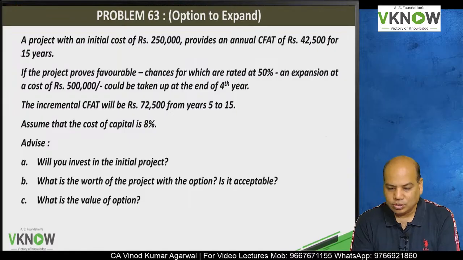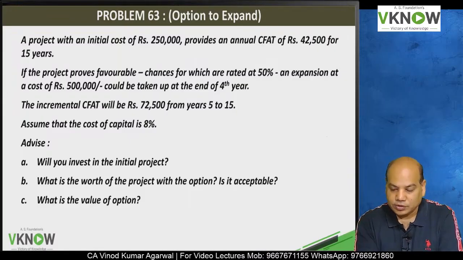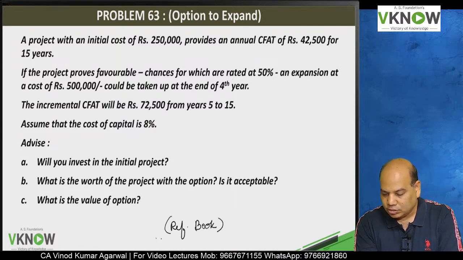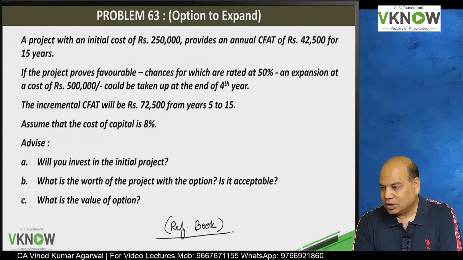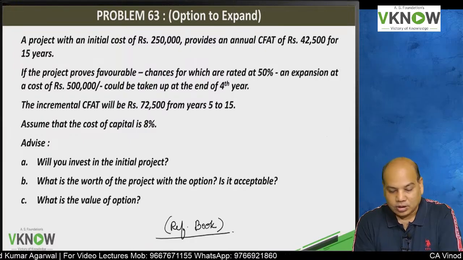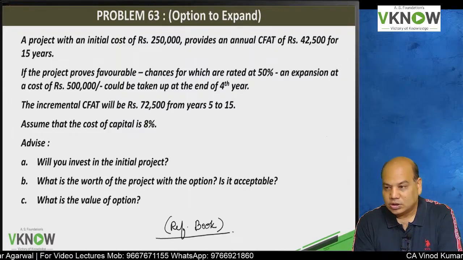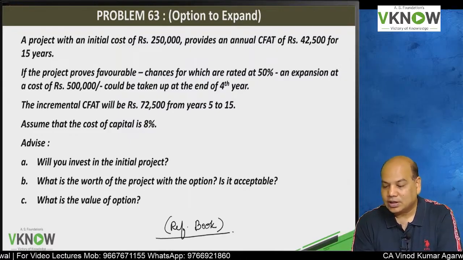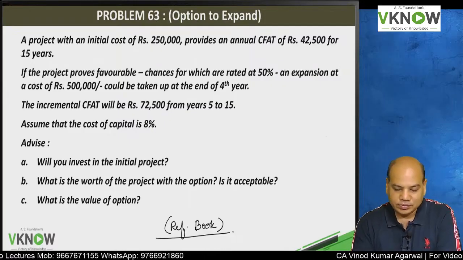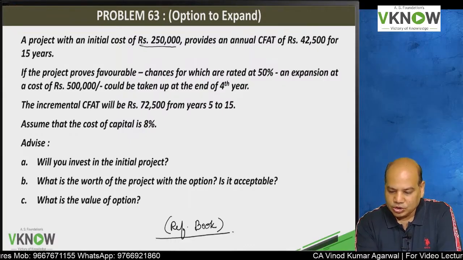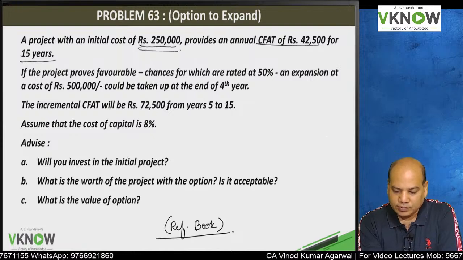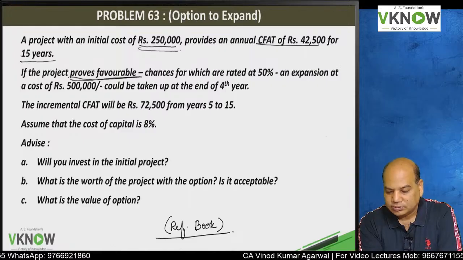So I have found one question on this option to expand. It is not from the study material. Write down the source reference book. Your study material does not have any question on option to expand, but they will ask in the exam. Question is, a project with an initial cost of rupees 2,50,000 provides an annual CFAT of rupees 42,500 for 15 years. So this is my original information. Life 15 years, CFAT 42,500, cost 2,50,000.